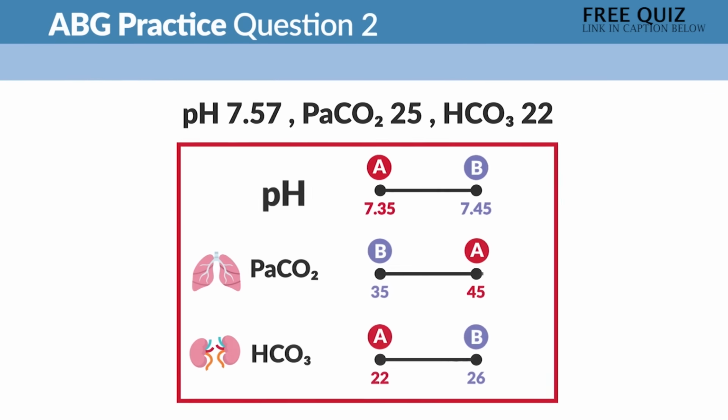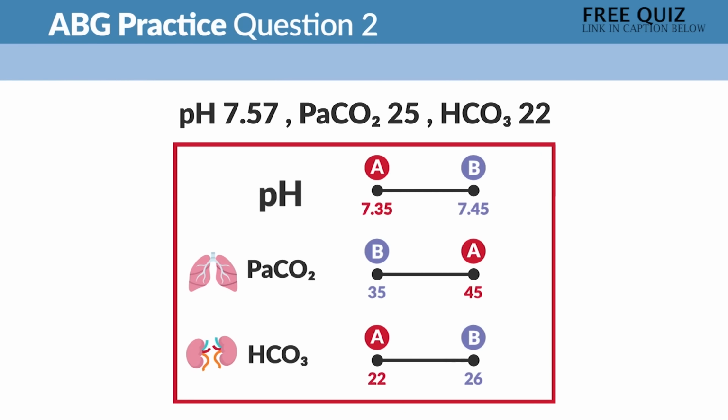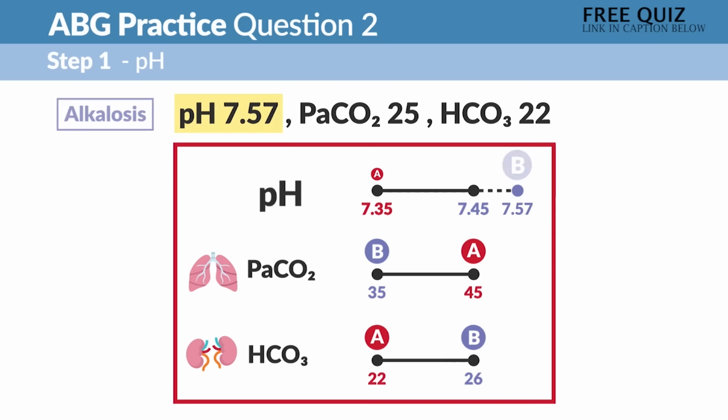Now for our next question. ABG practice question number 2. We have a pH of 7.57, a PaCO2 of 25, and HCO3 of 22. So filling out your marching band suit here, then we use our 3 steps. So step number 1, starting with pH because it's primary. So 7.57. Is that acid or is it base? Well, it's way over 7.45, so that little b tells us it's base or an alkalosis.